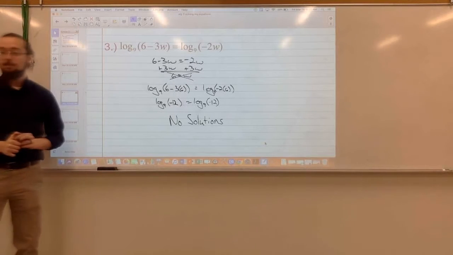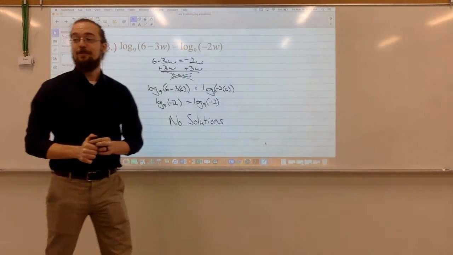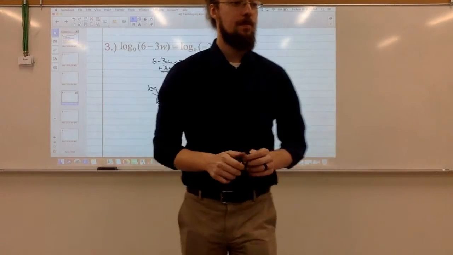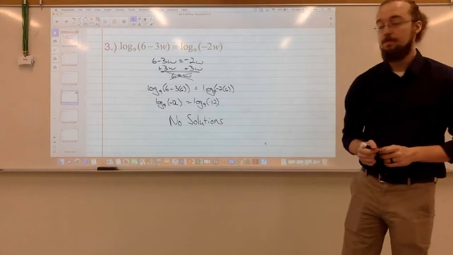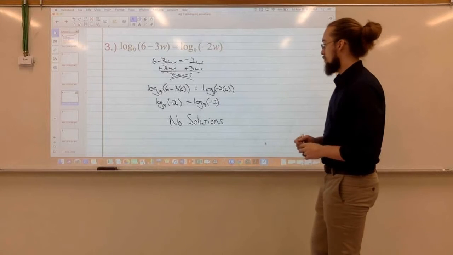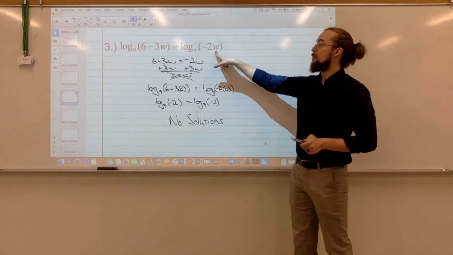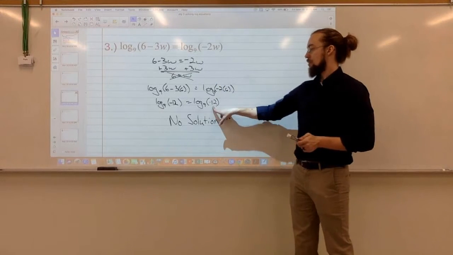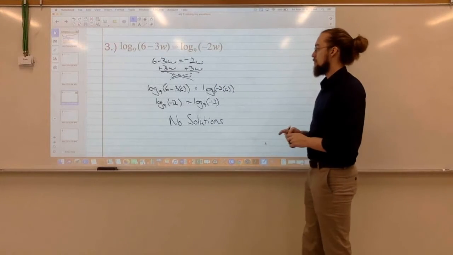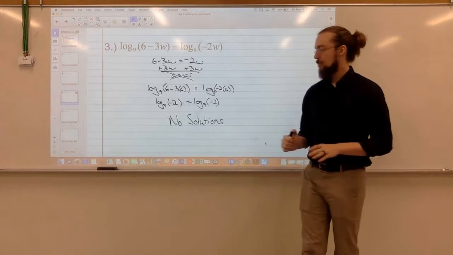Why did you put negative 12 in the second one instead of 6? Well, I plugged in 6 for w. So we have negative 2 times 6, which is negative 12. Any other questions on that one?